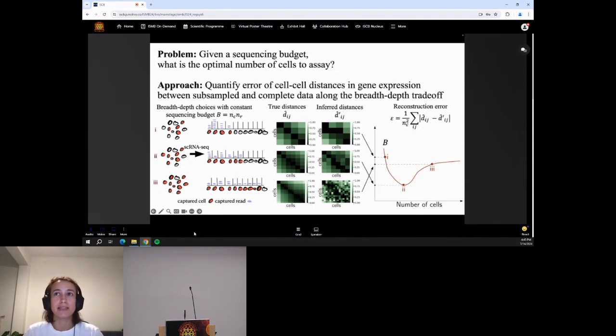Our objective is to identify the optimal breadth-depth allocation, that is, the number of cells and the corresponding average number of reads per cell, that minimizes this reconstruction error for a given sequencing budget. Our approach involves first modeling the individual effects of subsampling cells and subsampling reads, and then using this to explain the empirical reconstruction error observed along the breadth-depth trade-off for a given sequencing budget. This allows us to determine how the optimal number of cells varies with the sequencing budget.